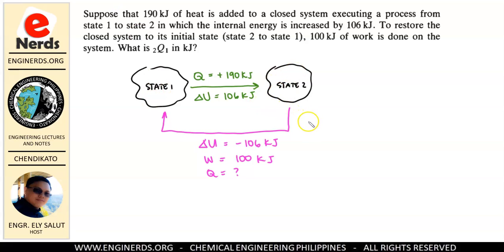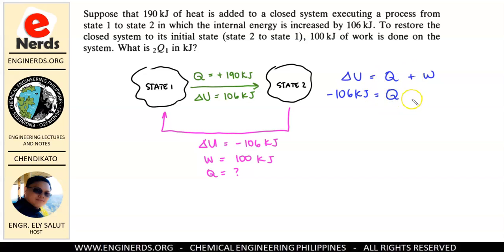Okay, so applying again the first law of thermodynamics, energy cannot be created nor destroyed but can be transferred from one form to another. And we will be using again this equation: Delta U is equal to Q plus W. So we want to go back from state 2 to state 1. Therefore, our internal energy should be reduced by 106 kilojoules. So we have negative 106 kilojoules is equal to, we don't know the value of our heat.